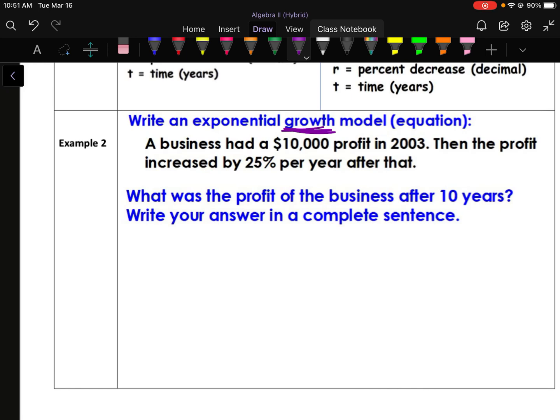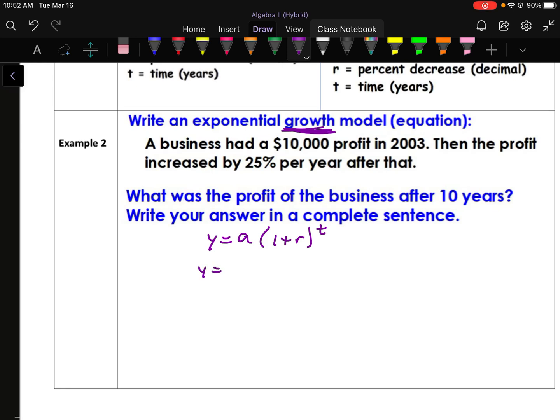So a business had $10,000 profit in 2003. Then the profit increased by 25% per year after that. What was the profit of the business after 10 years? So it tells us it's growth, like I said. So we are using this formula right here. We just fill in the information, and it all becomes calculator work.